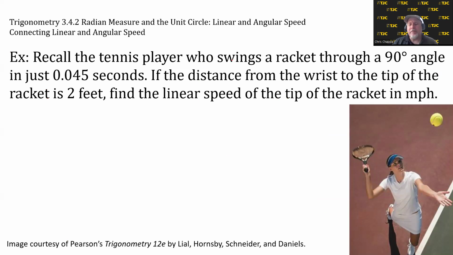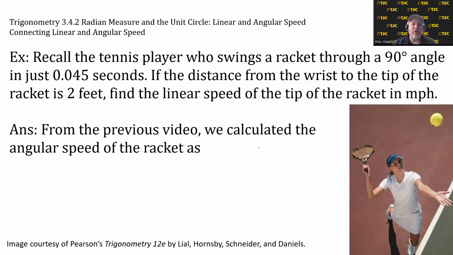Recall the tennis player from the previous video who swings a racket through a 90-degree angle in just 0.045 seconds. If the distance from the wrist to the tip of the racket is 2 feet, find the linear speed of the tip of the racket in miles per hour.